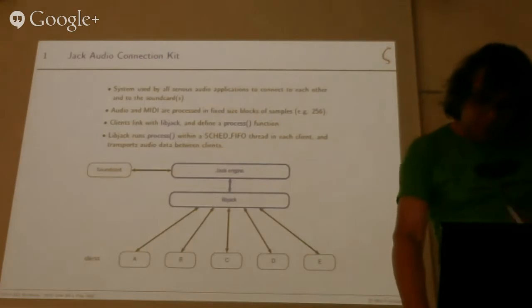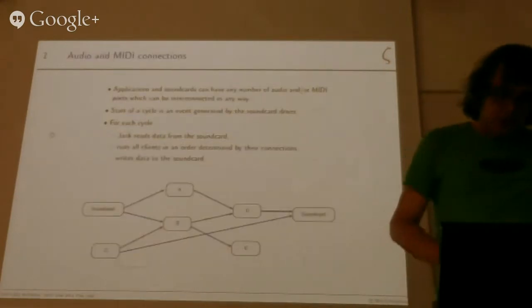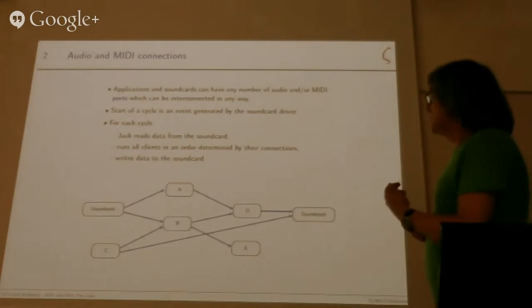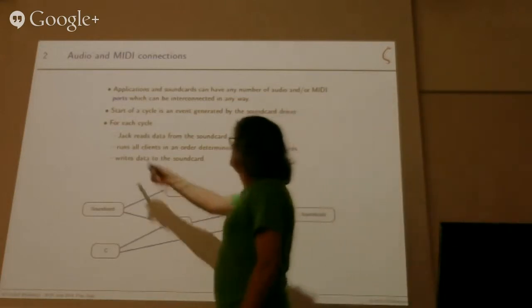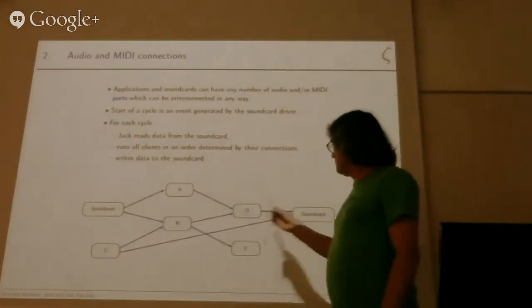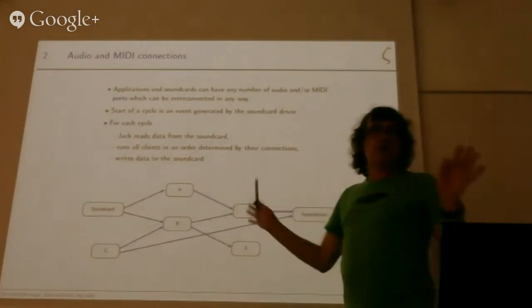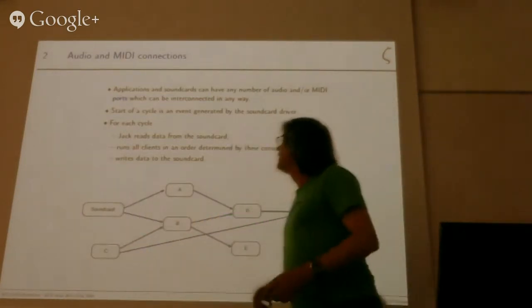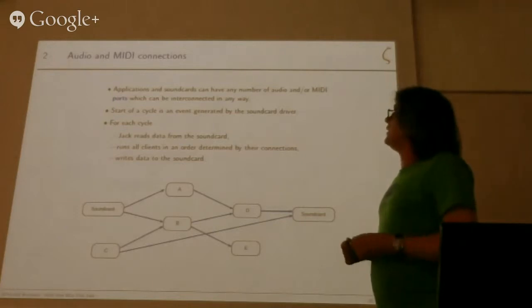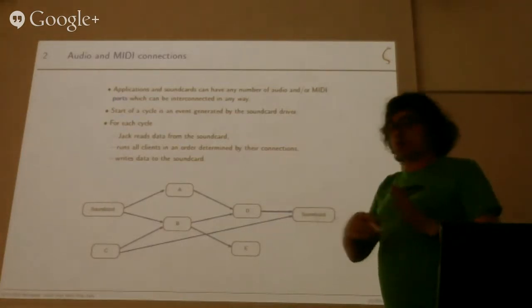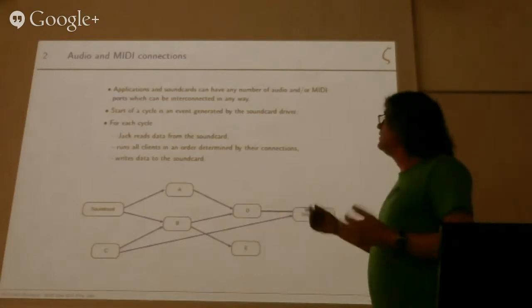So that's from the programming point of view. From the user point of view, applications have ports. Ports means inputs, outputs for audio. And these ports can be interconnected with each other in any way you want. And also with the sound card. So I said processing is done in blocks. Each block is called a cycle.